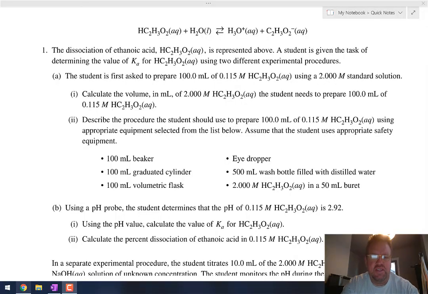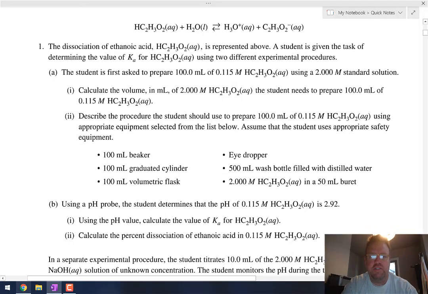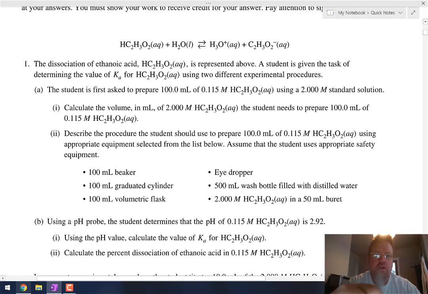This is a 2017 practice test free response portion. Question number 1, you've got a weak acid that is dissociating into the conjugate base and then some hydrogen ions. The dissociation is represented above.